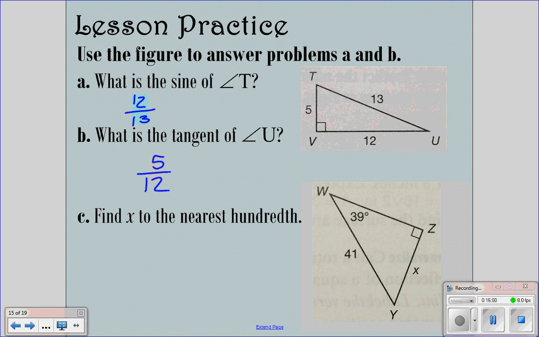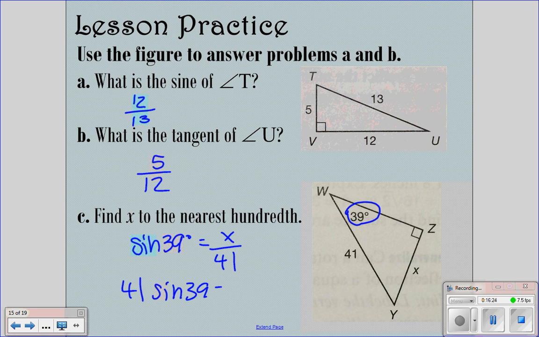For part C, we have 39 degrees. We have the opposite and the hypotenuse. So the one that uses opposite and hypotenuse is the sine. So the sine of 39 is opposite over hypotenuse. So we multiply both sides by 41. And so I have 41 sine of 39. And if you plug that into your calculator, you should get 25.80. It says to the nearest hundredth, so you've got to make sure you round to that second decimal place.